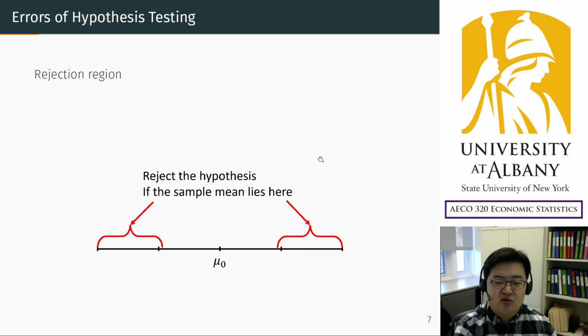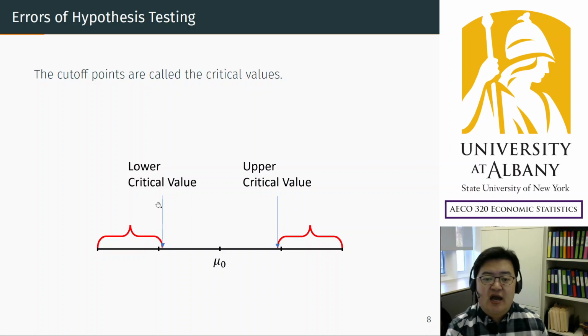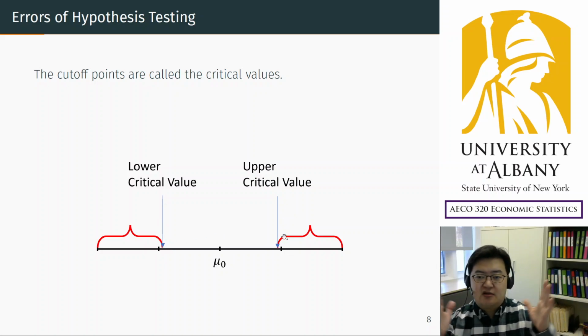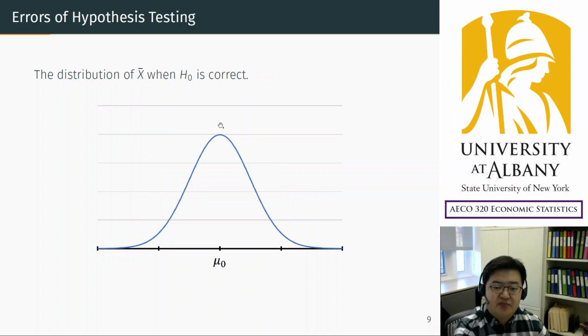We call that the rejection region. If the observation lies here, we are going to reject. And we call those cutoffs, the thresholds, critical values, right? So there is a lower critical value and an upper critical value. That gives you an interval around your belief, so that your belief is not rejected within that area. This is what we learned last time.